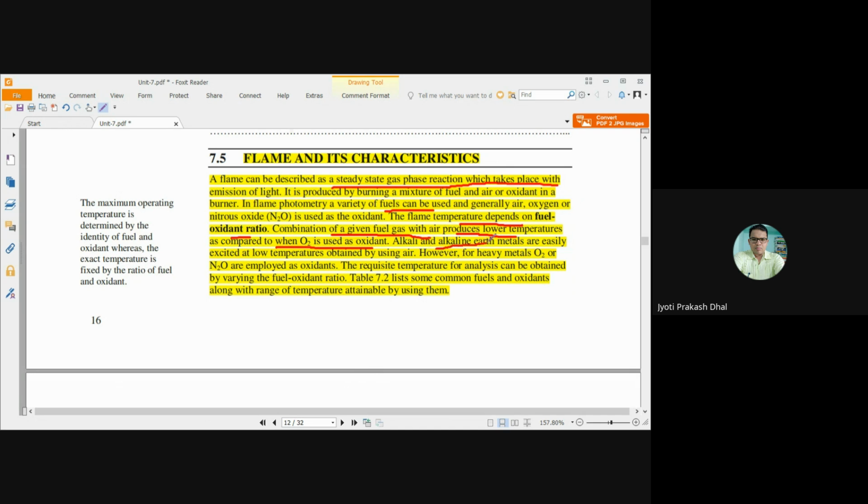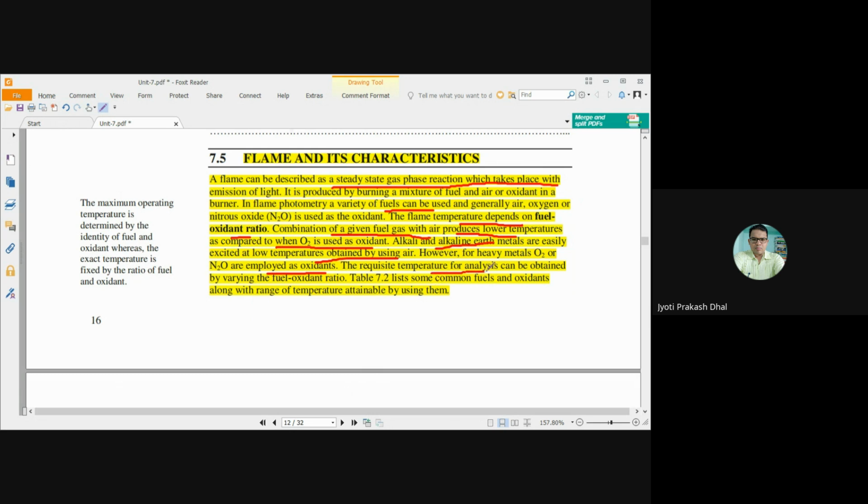Alkali and alkaline earth metals are easily excited at the lower temperature obtained by using air. However, if we consider heavy metals, oxygen and nitrous oxide are employed as the oxidant. If we analyze a sample of alkali or alkaline earth metal, it can be easily excited with air as the oxidant. But if you want to analyze heavy metal atoms, then oxygen or nitrous oxide can be employed as oxidant.